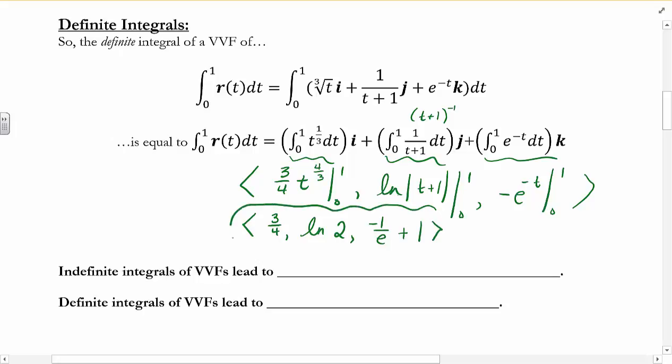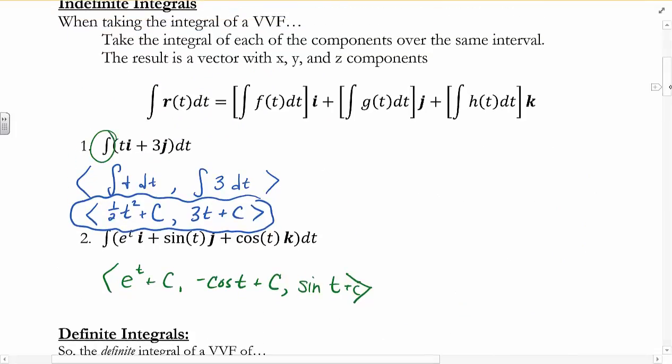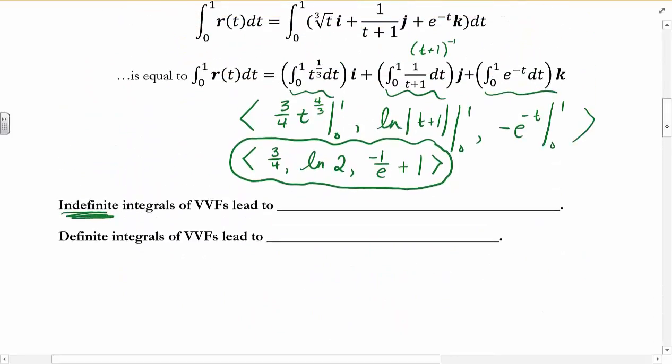And there's the value of that integral of a vector valued function. So indefinite integrals of vector valued functions lead to another vector valued function, because you still have variables in it. Definite integrals of vector valued functions lead to just plain old vectors with values inside.